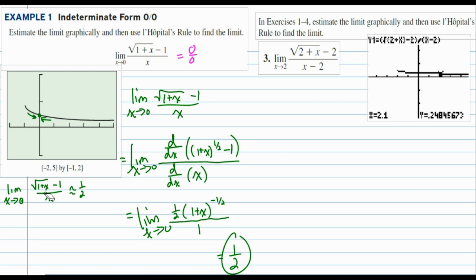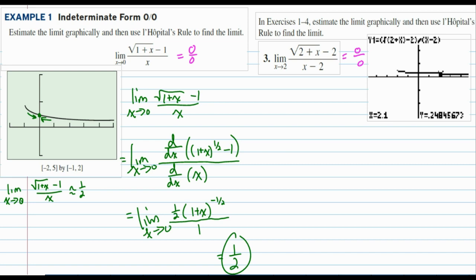Now try problem number 3. It says estimate the limit graphically, and then use L'Hopital's rule to find the limit. Graphically, I put in x as 2.1, and it looks like my limit as x approaches 2 is 0.25, so a quarter. Let's see then, using L'Hopital's rule, what that limit actually is.